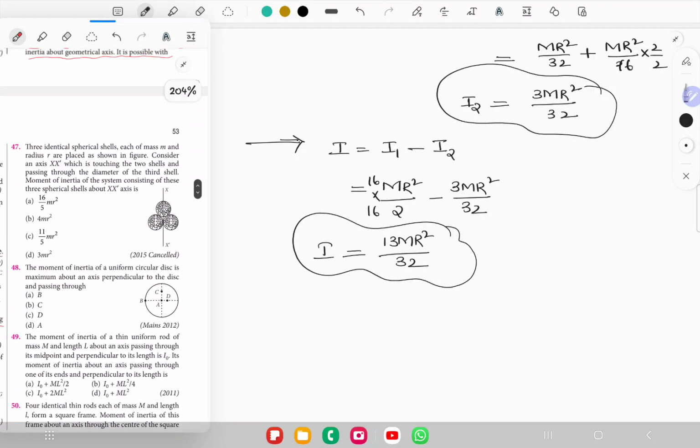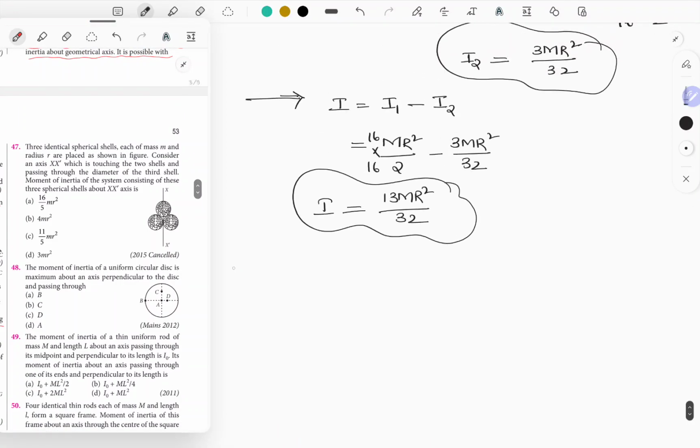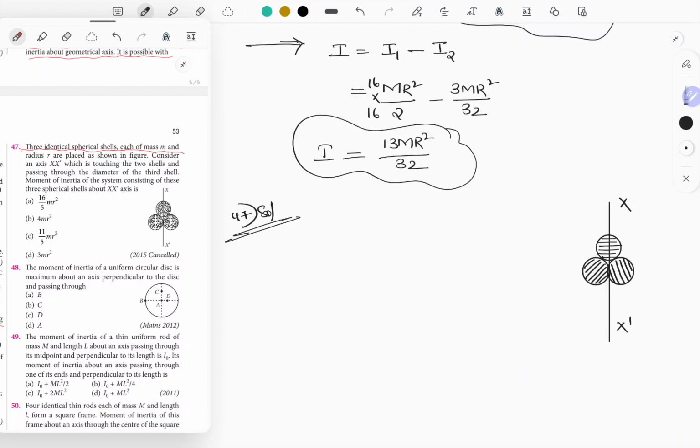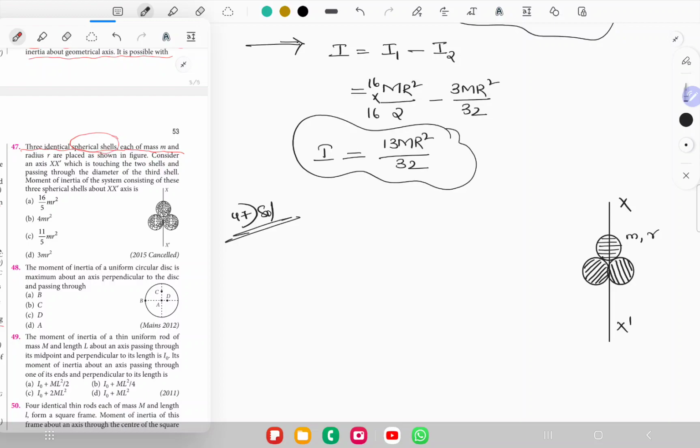Next, question number 47. Three identical shells, nothing but spheres. Shells in the sense empty, hollow spheres. Look at the diagram, that is how they have given in the question. Each is of mass m and radius r. They said it is a spherical shell, in the sense it's a hollow sphere. Remember, it's a hollow sphere.